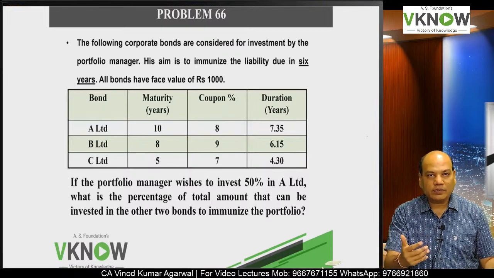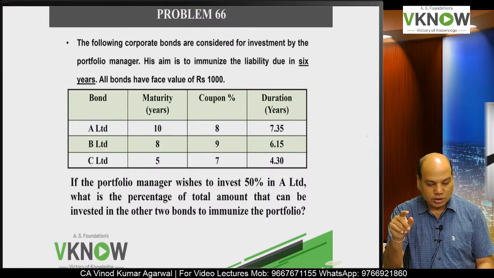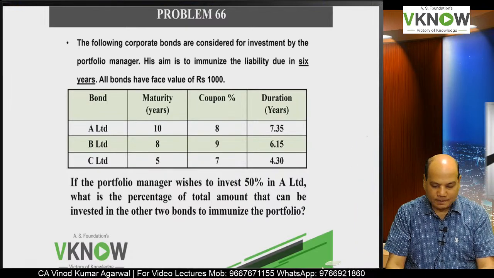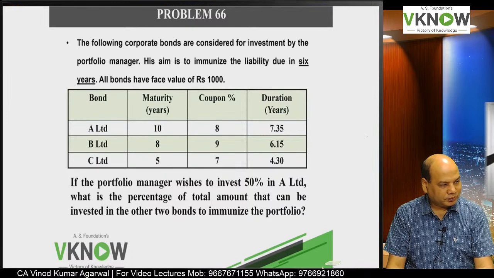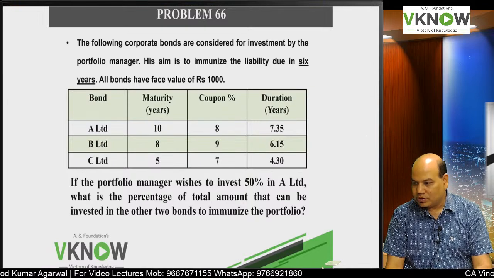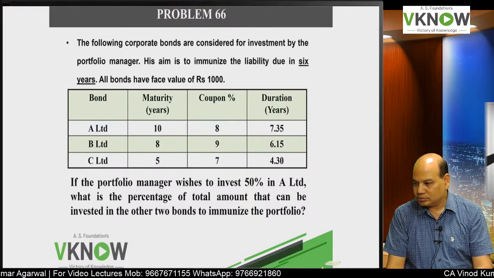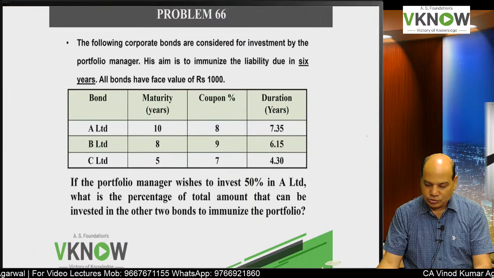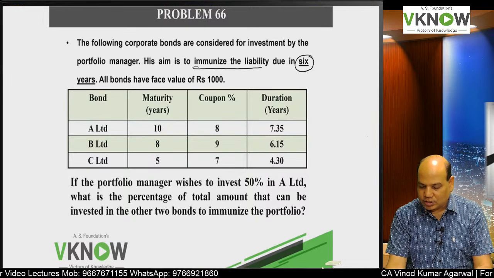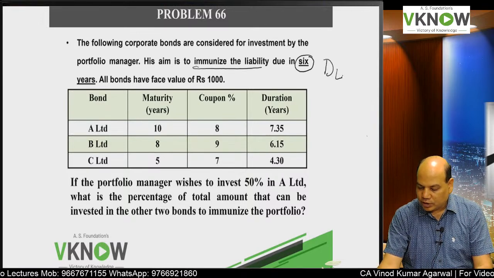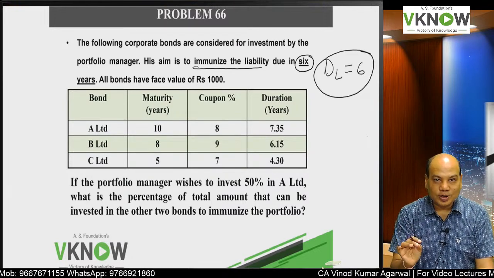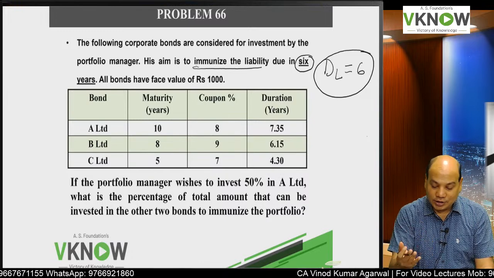Now we'll take a little advanced version of the same question. Question number 66. The following corporate bonds are considered for investment by the portfolio manager. His aim is to immunize the liability due in 6 years. So what is the duration of liability? 6 years. So this time you don't have to calculate the duration of liability. It is given to you.